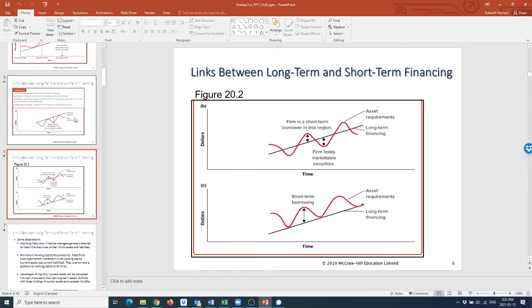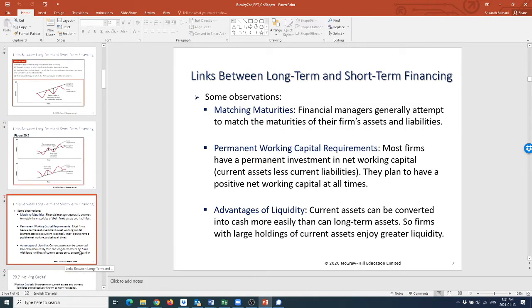These are different strategies in terms of how to manage your short-term financial needs. Accordingly, you will be borrowing money from banks, or stretching your accounts payables, and implementing various strategies like that. Okay, so one way to deal with this, which we talked about even before, is to try and match maturities and always have permanent working capital requirements.